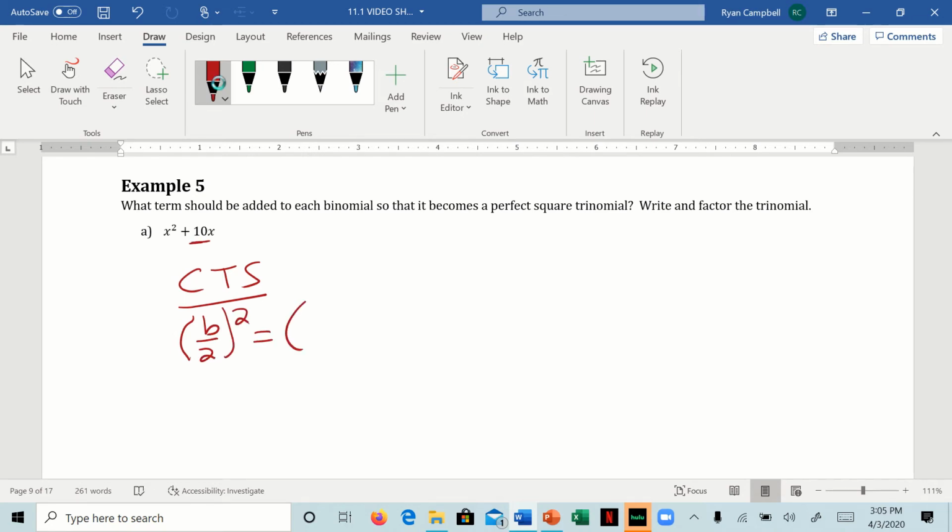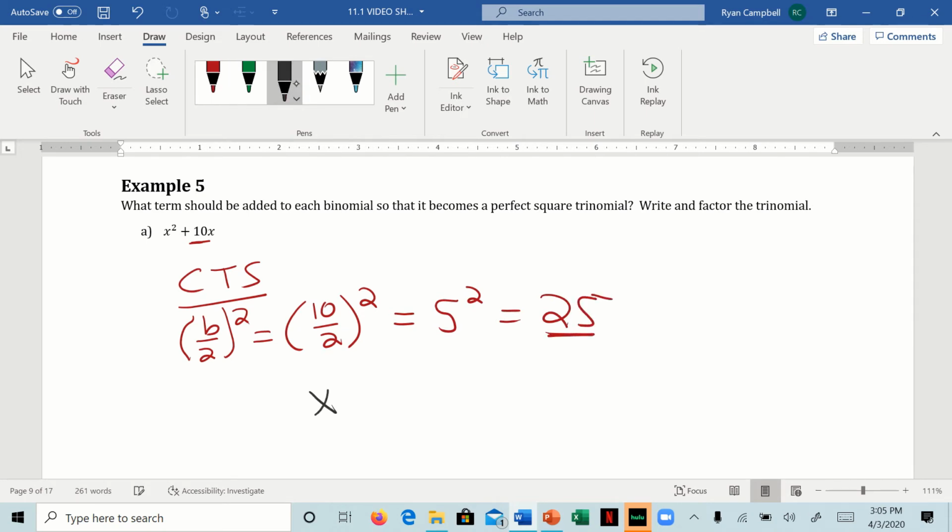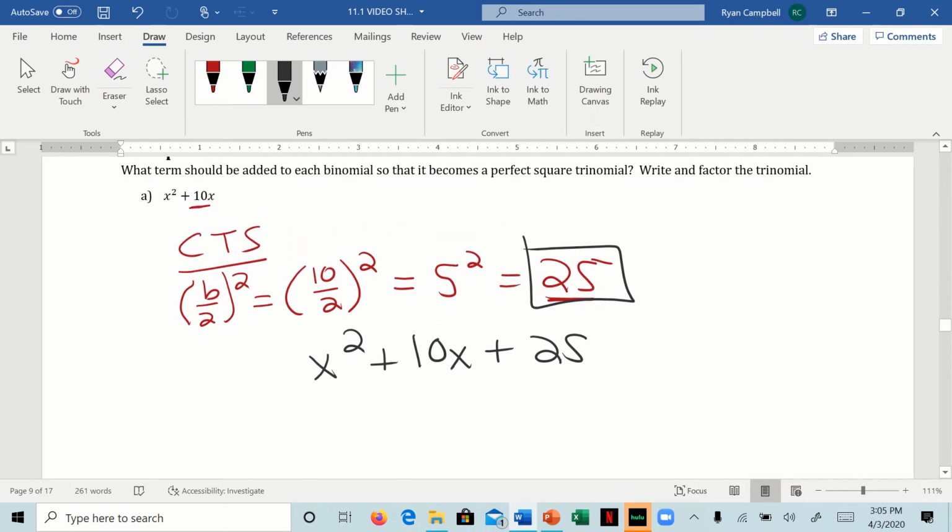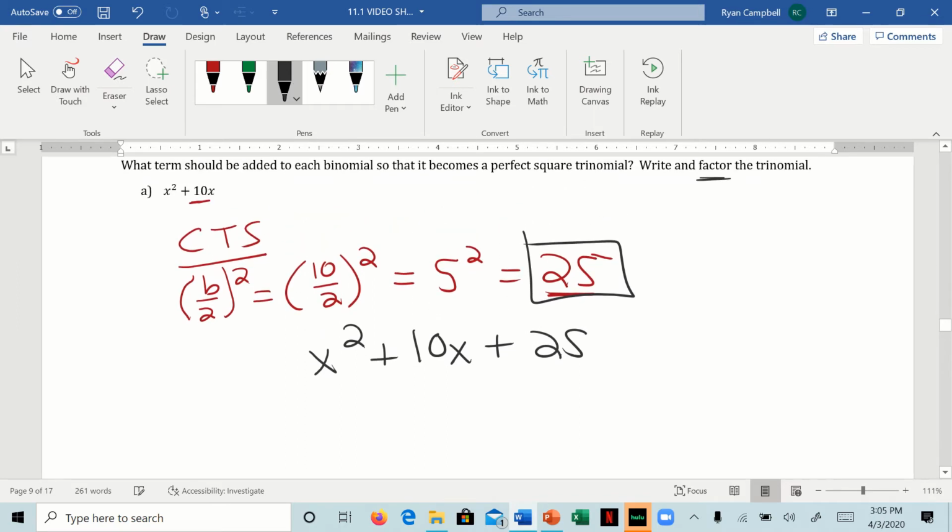So b in this case is 10. So we got 10 divided by 2 squared. 10 divided by 2 is 5. 5 squared is 25. So we need to add 25. So x squared plus 10x plus 25. So that should get us a perfect square. And when we actually factor it, if you remember, it should be x plus whatever b divided by 2 is, whatever you're squaring, which is just 5. 5 times 5 is 25. 5 plus 5 is 10.